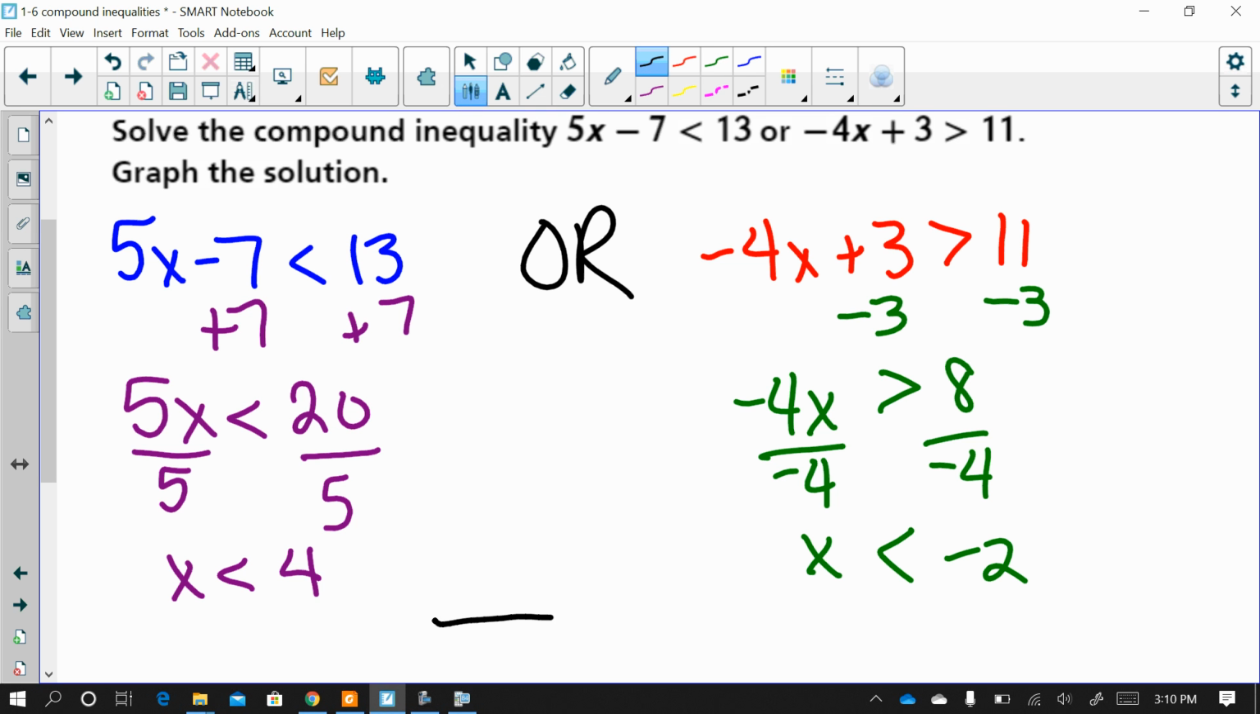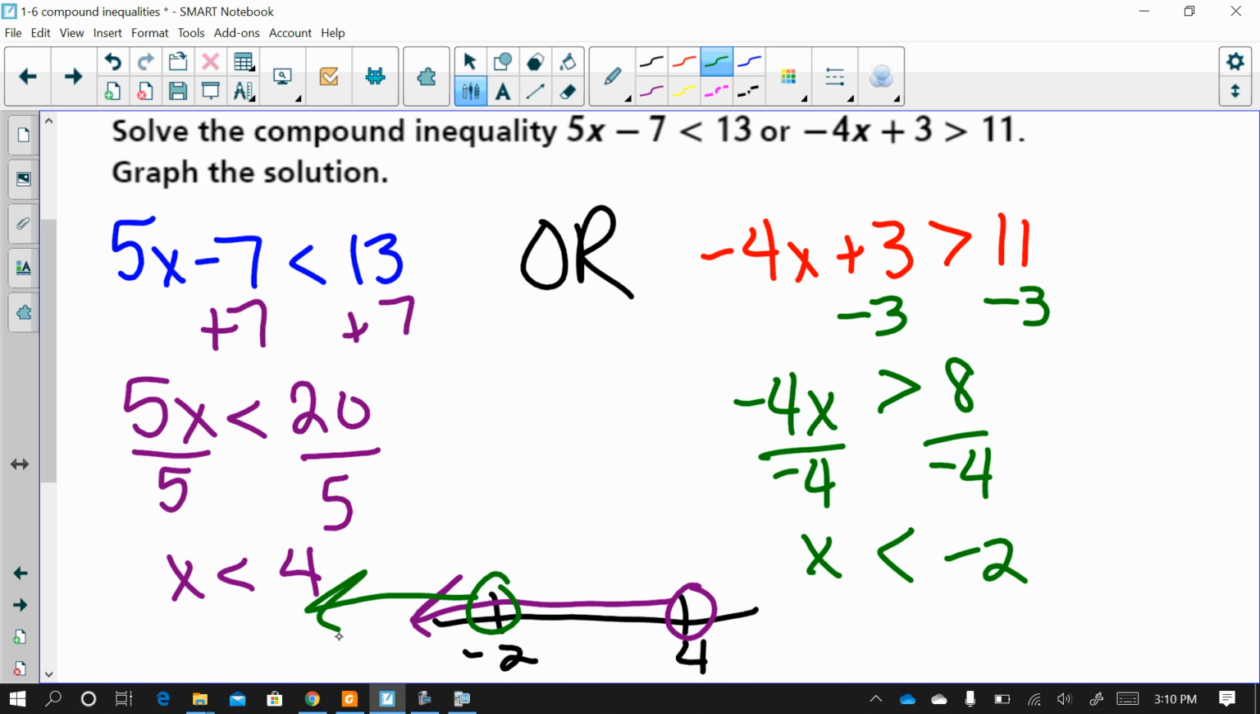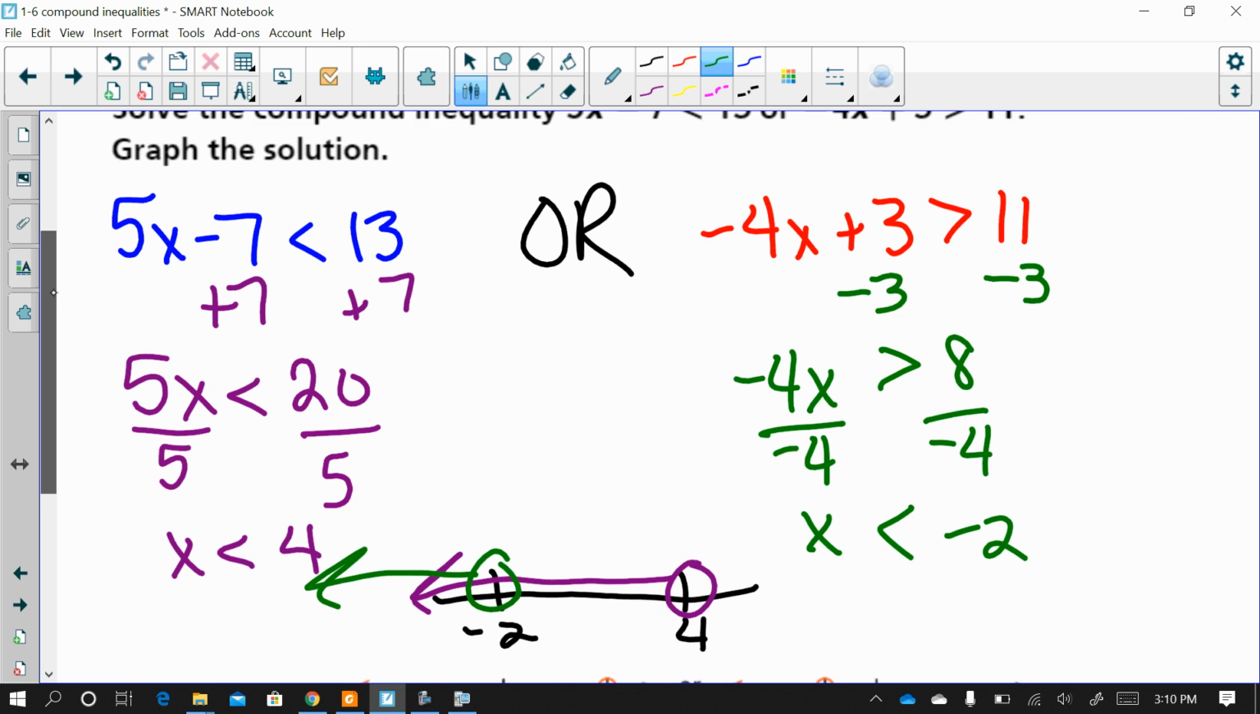Okay, if I put this on a number line, I'm going to put negative 2 down here and put 4 up here. Again, I'm pretty lazy when it comes to these, so let's start with our purple first. X is less than 4, that's an open circle, and I'm going to the left. Okay, the green guy, x is less than negative 2, open circle, less than, I'm going to the left. Oh, this one looks funny. Okay, normally when we look at ORs, they go two separate directions. This one goes the same way. Now, here's the tricky part of this one.